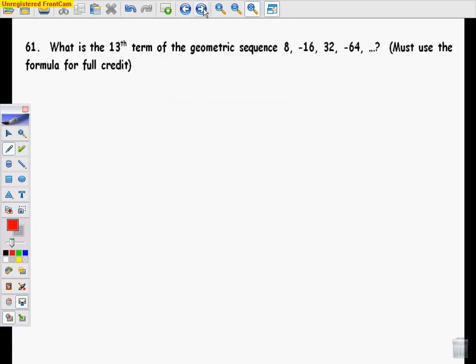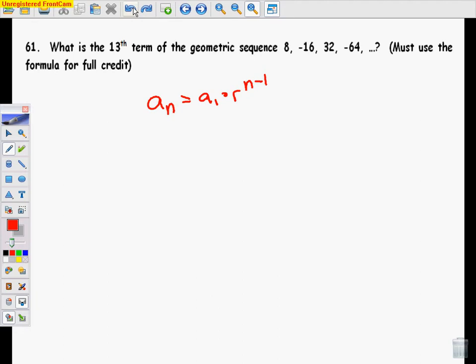Okay? 61. What is the 13th term of the geometric sequence 8, -16, 32, -64? Now, there's a formula that I gave you guys for this. It was a sub n equals a sub 1 times r to the n minus 1. Now, a sub 1 means we're talking about the first term of the sequence, and we see that the first term of the sequence is 8. R, once again, is the common ratio. What number are we multiplying by to go from one term to the next here? Well, actually, we're multiplying by -2, just like we did in the last problem. That's purely coincidence. It's not always going to be -2.